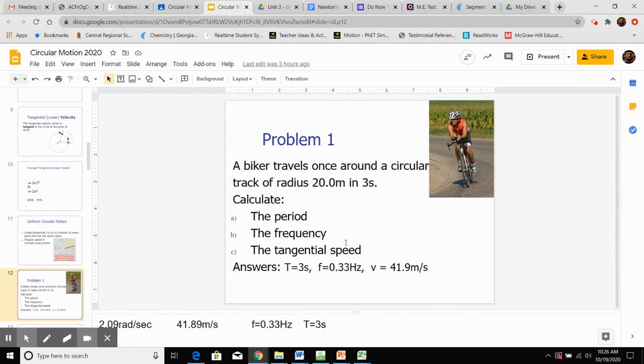This asks you to go around and solve for period, frequency, tangential speed. Given the radius, given the fact that you complete 1 lap in 3 seconds, that's why the period is 3, because you're completing 1 whole lap or 1 whole revolution. So the frequency is the inverse of that, 1 divided by T, just 0.3 repeating, and then your tangential velocity or tangential speed, you have the radius here, so 2 pi r over T or 2 pi r times f. Either way, it's going to wind up giving you the same answer.